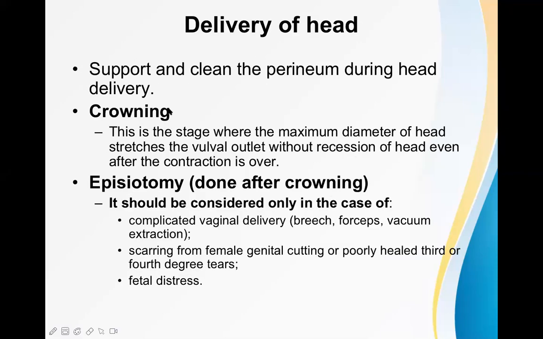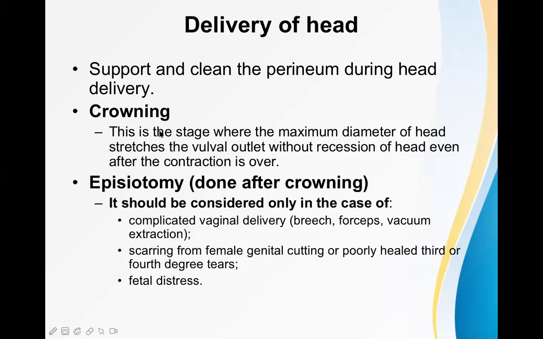Delivery of the head starts when there is crowning. Now, many times we have discussed this crowning. Crowning is a stage where the maximum diameter of the head stretches the vulval outlet without recession of the head even after the contraction is over. It means it doesn't go back in between contractions. This is called crowning, and the presenting part is visible from outside.